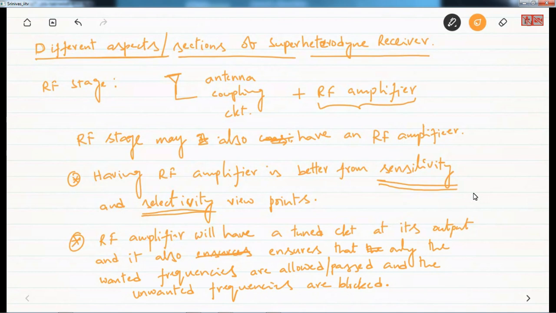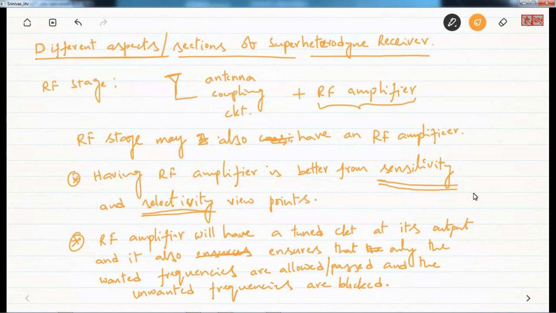But it also helps you to reject unwanted frequencies. So if you tune to a particular station, only that particular station you will receive, but not the adjacent stations. In the frequency spectrum, there may be one radio station at 660 and another radio station next to it, and before that there could be another station. So the RF amplifier will have one more tuned circuit.